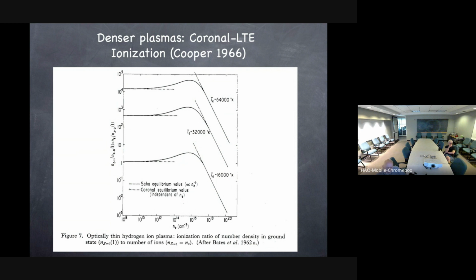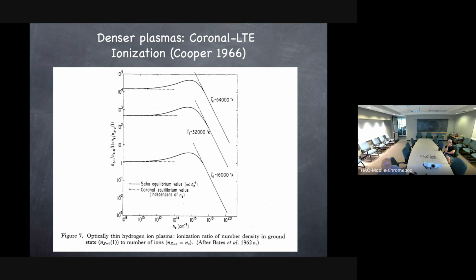And of course, if we look at the corona, that's called a low density case. Low in the sense of the Einstein A coefficients being fast enough for everything to relax to the ground states of the ions, all the way to the right-hand side where we have the stellar interiors and also laboratory plasmas, where we have much higher densities.